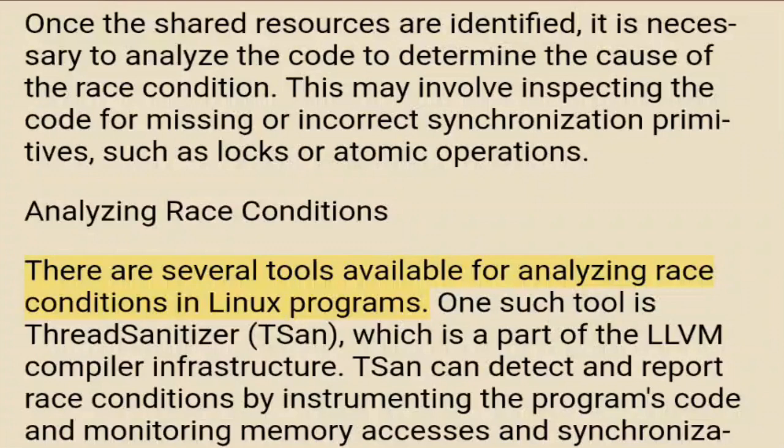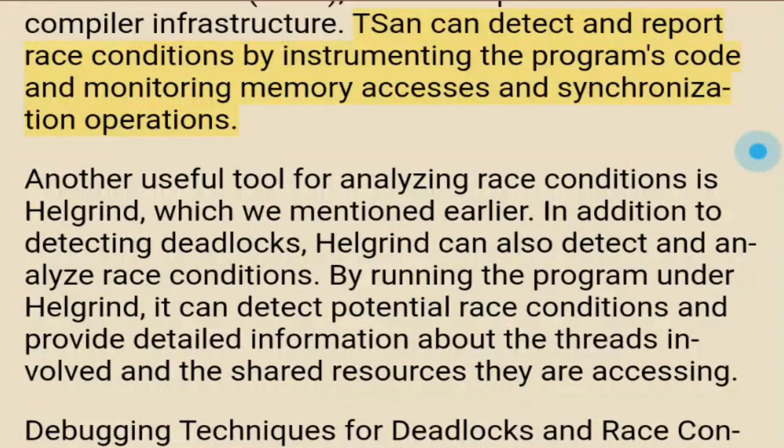Analyzing race conditions. There are several tools available for analyzing race conditions in Linux programs. One such tool is Thread Sanitizer (TSAN), which is a part of the LLVM compiler infrastructure. TSAN can detect and report race conditions by instrumenting the program's code and monitoring memory accesses and synchronization operations.